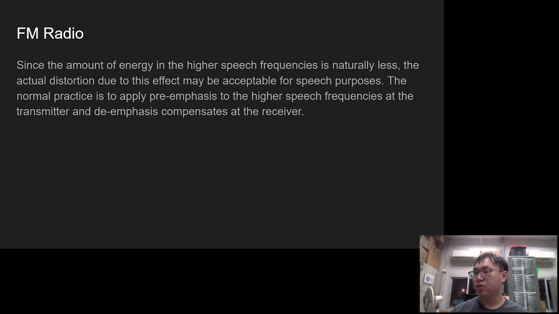This is because if we don't do the pre-emphasis, the signal to noise ratio of higher speech frequency will become very little. The voice will become lossy, not as clear as now. That's why we have a pre-emphasized signal, because of the sensitivity, the signal strength.